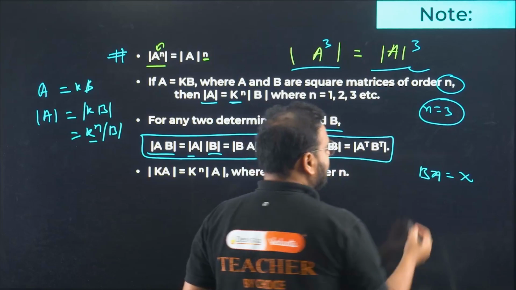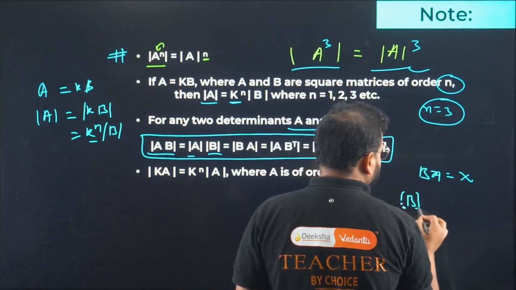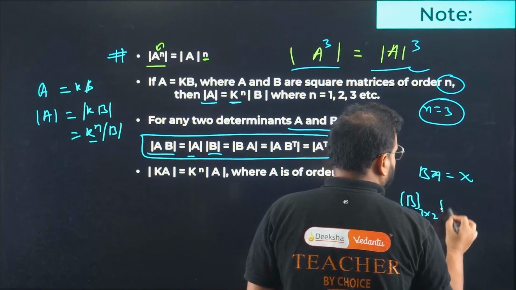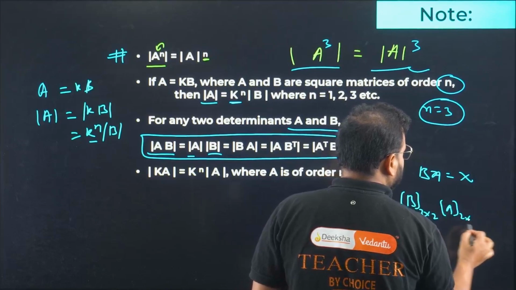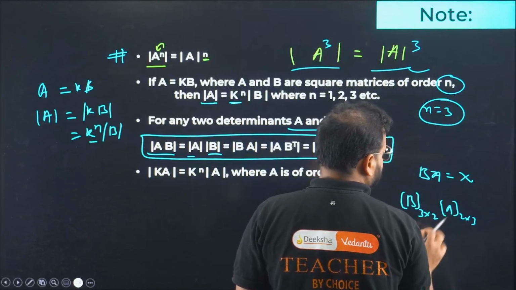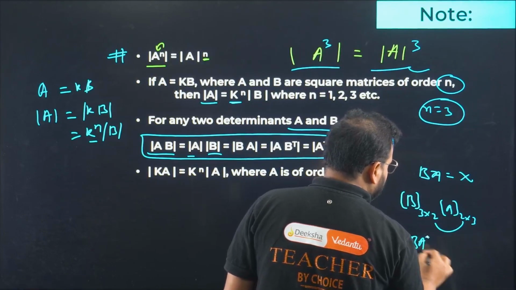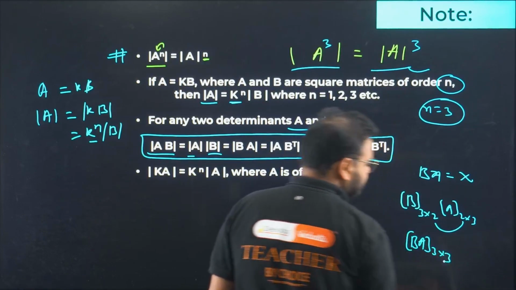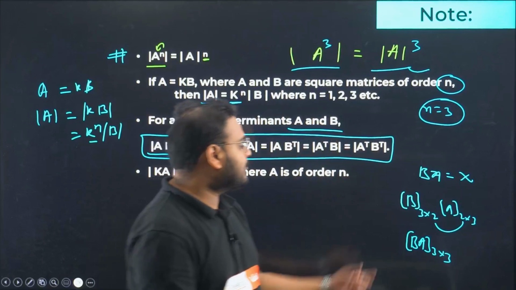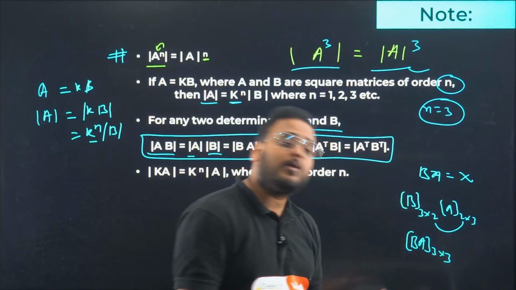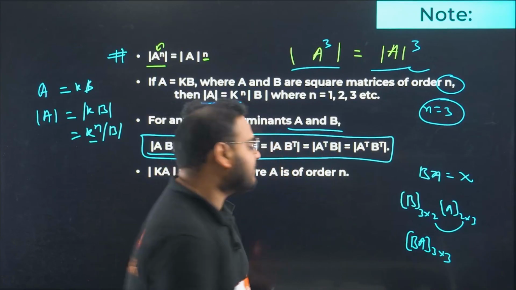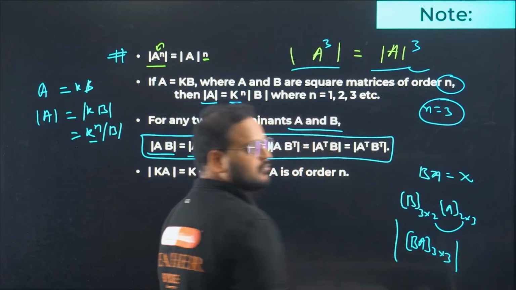For example, let's say B order is 3 cross 2 and A order is 2 cross 3. We can multiply them, right? What's the answer? The multiplication will be a BA matrix of order 3 cross 3. So my point is, the multiplication should be defined and the result should always be a square matrix. Then only you can find the determinant. Got it?